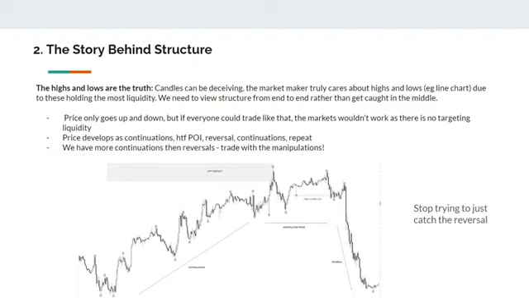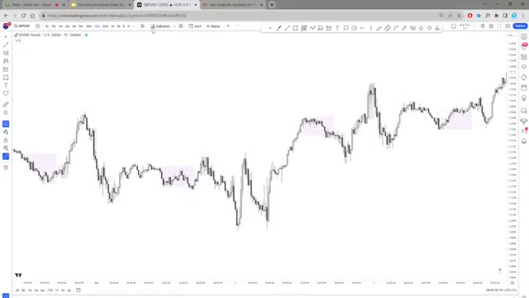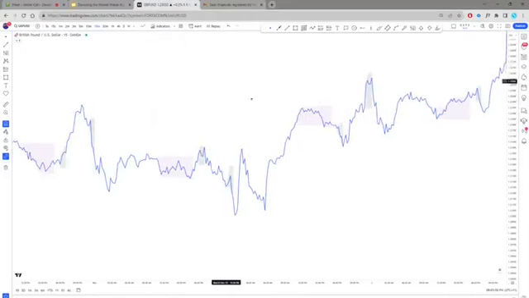Alrighty, sorry about that. Market maker truly cares about highs and lows. So what I mean by that, if we just go here, we can activate our line chart. And what are we seeing so clearly? We're seeing highs and lows, highs and lows. These are what you should be studying, realistically.